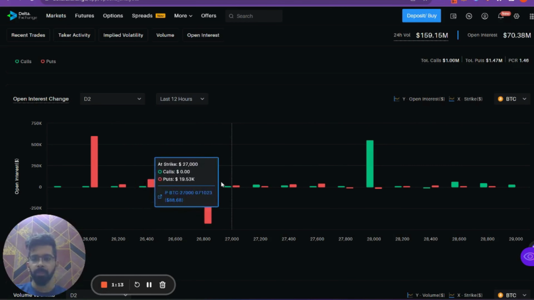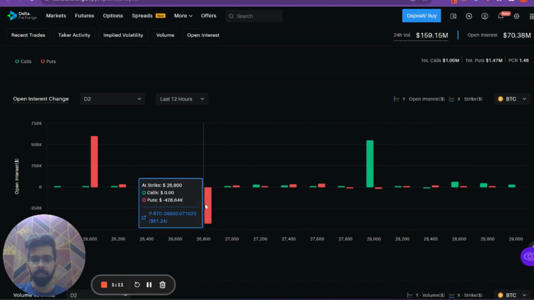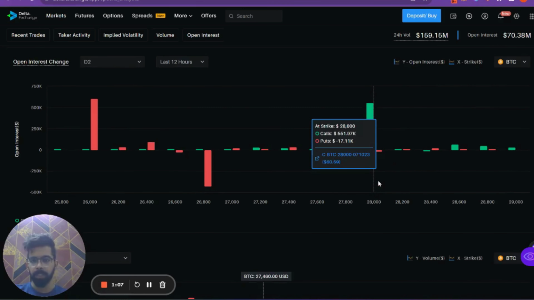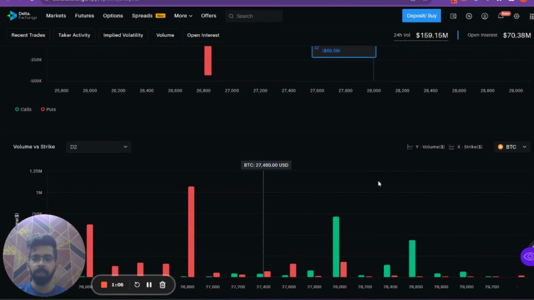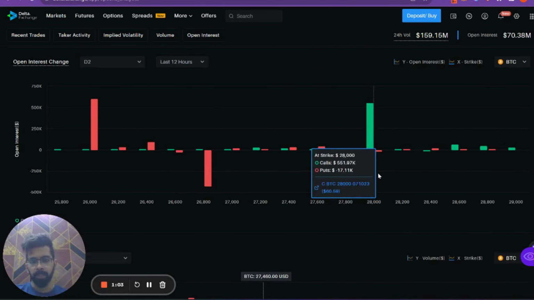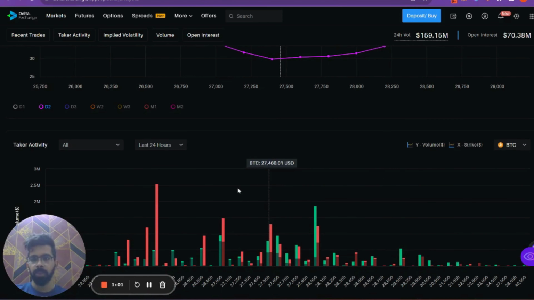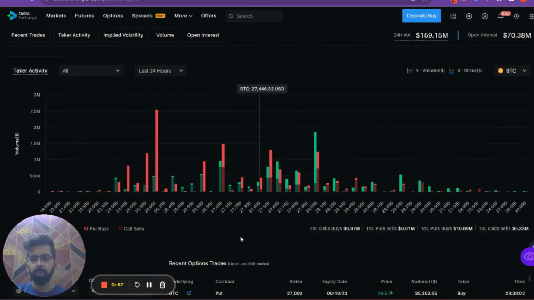So this market view should be taken as a contrarian indicator, and the market view which the 26,000 and the 28,000 strikes give us should be taken as a market view indicator. You can scroll down to the taker activity, which will show you the kind of trades which the market participants are taking on these strikes.